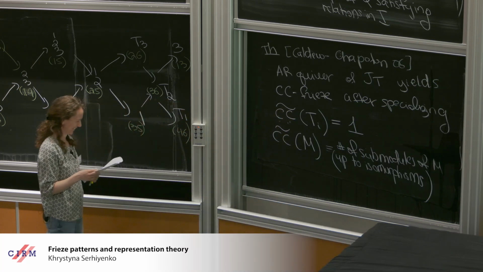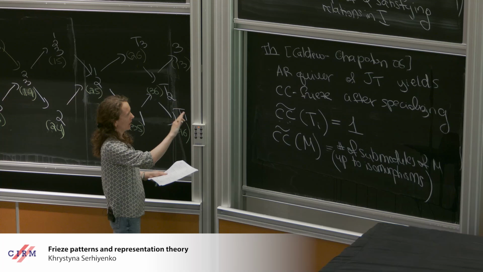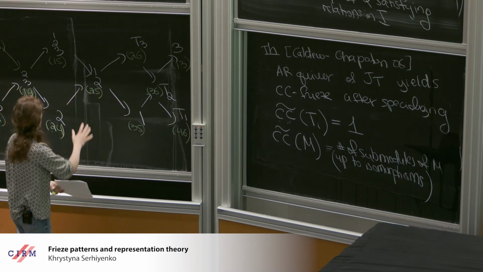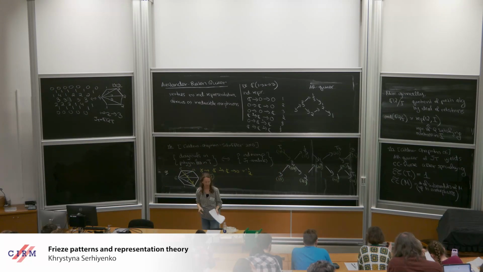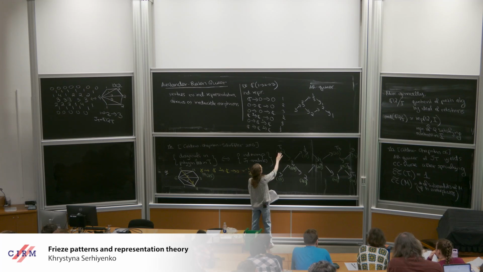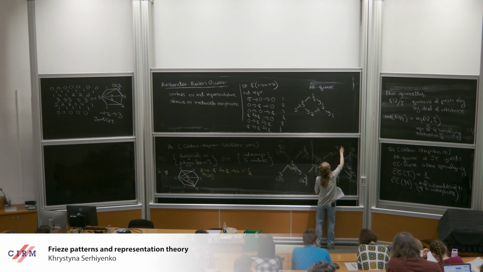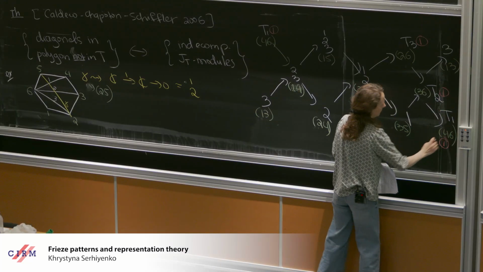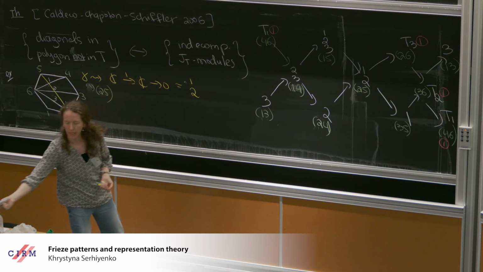Okay, so that's the statement. In other words, I have this picture. All I do now to get my frieze, which is over there, is, let's have another color, the summands of T just become 1s. So that's a 1, that's a 1, that's a 1, and that's a 1. And now, for all the others, I count submodules.